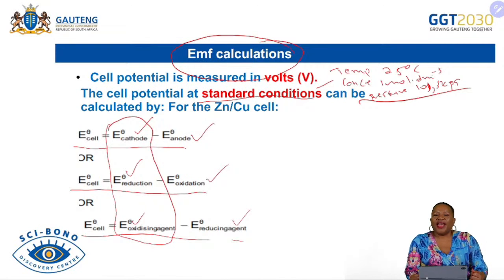Always know that at the beginning, the EMF is at its maximum. Immediately when the cell starts to function, the EMF will start to decrease until the cell reaches equilibrium, where it says 0.